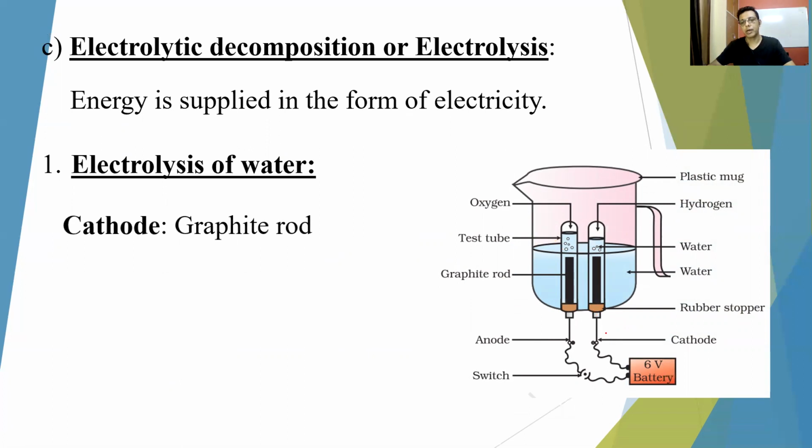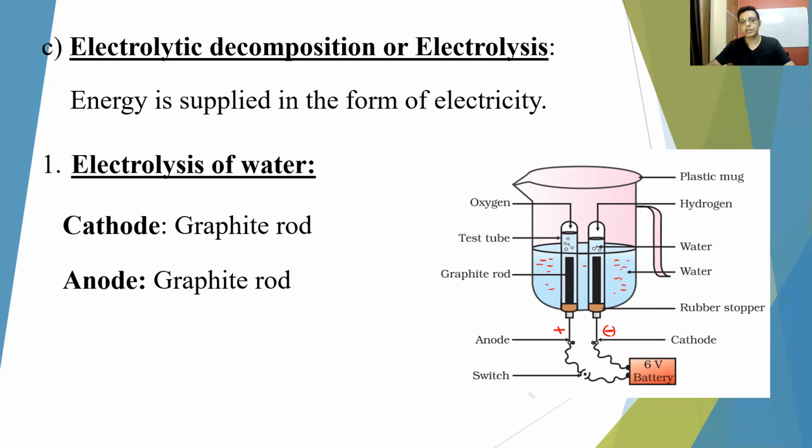This is a cathode, and the cathode is the negative electrode here. Cathode is negatively charged. We have the anode, which is a graphite rod, which is positively charged. This cathode and anode are covered with inverted test tubes so that the gas released cannot escape out. The electrolyte, the blue color solution which is here, is water.